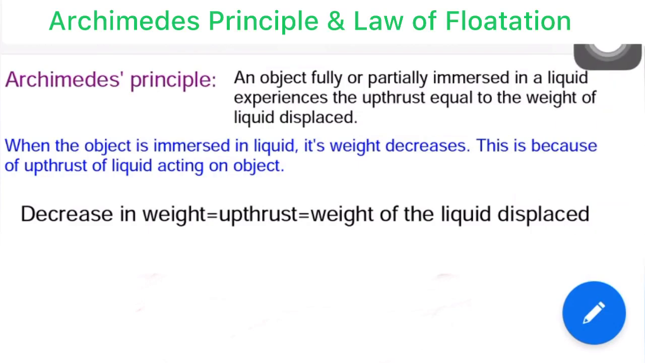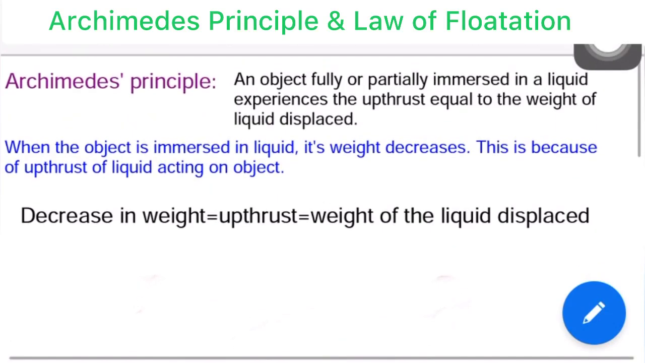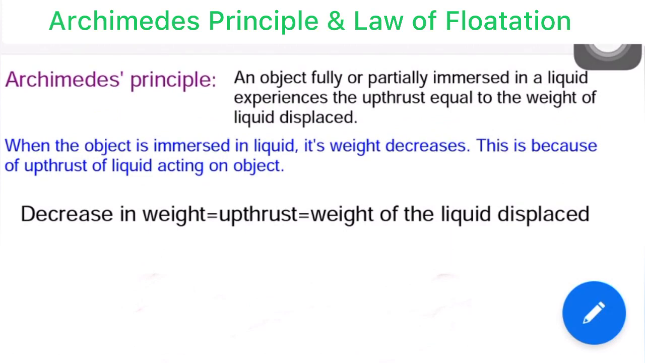When the object is immersed in liquid, its weight decreases. This is because of the upthrust of the liquid acting on the object. So the weight of the object in any liquid is less than that measured in the air. The weight of the object measured in liquid is less than the weight of the object measured in air. Archimedes principle tries to tell you about it.